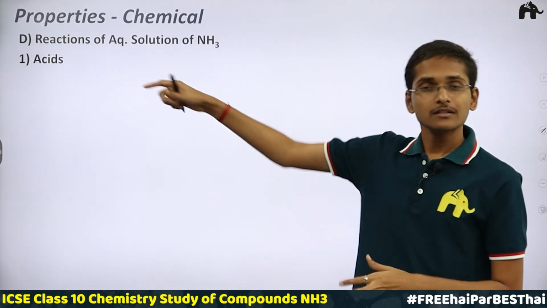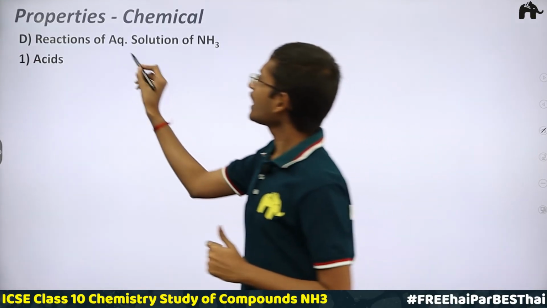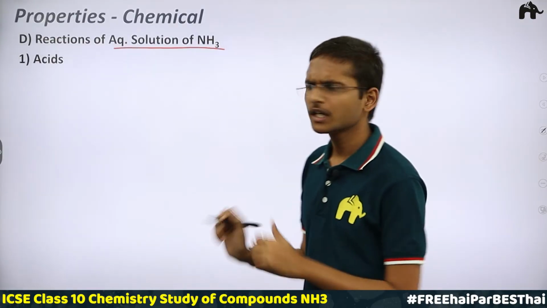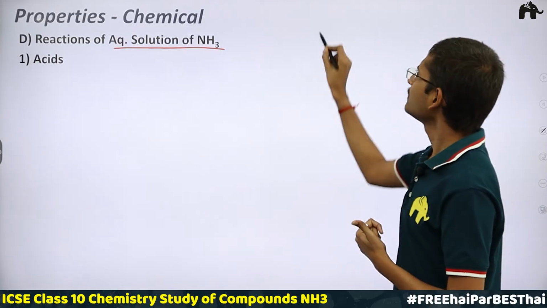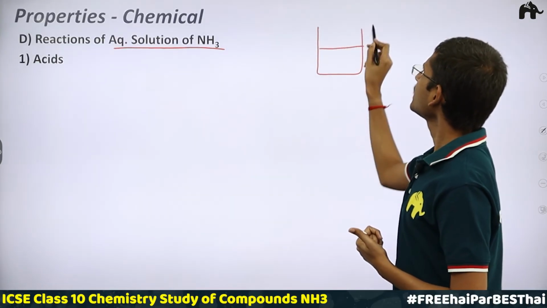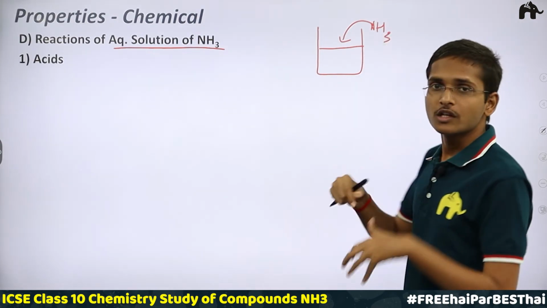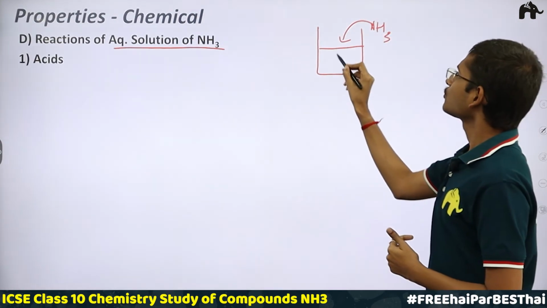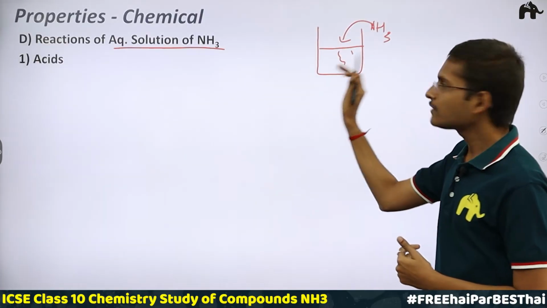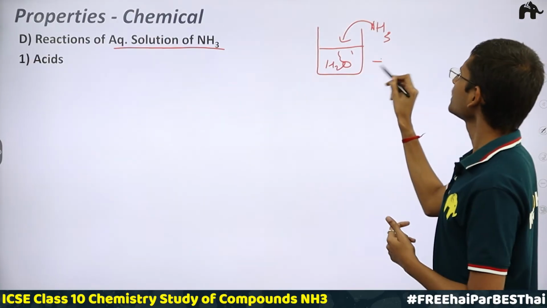Now, coming to the last type of reactions. Here ammonia is not going to react by itself. Here we are going to see the reactions of the aqueous solution of ammonia. Now what is this aqueous solution of ammonia, and how do we prepare it? We simply take ammonia and make it dissolve in water. So when this ammonia dissolves in water, we get the aqueous solution of ammonia.